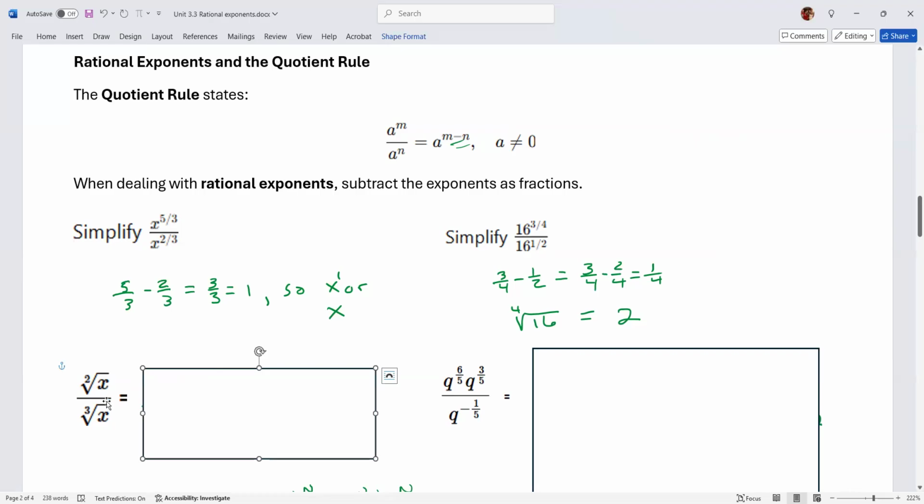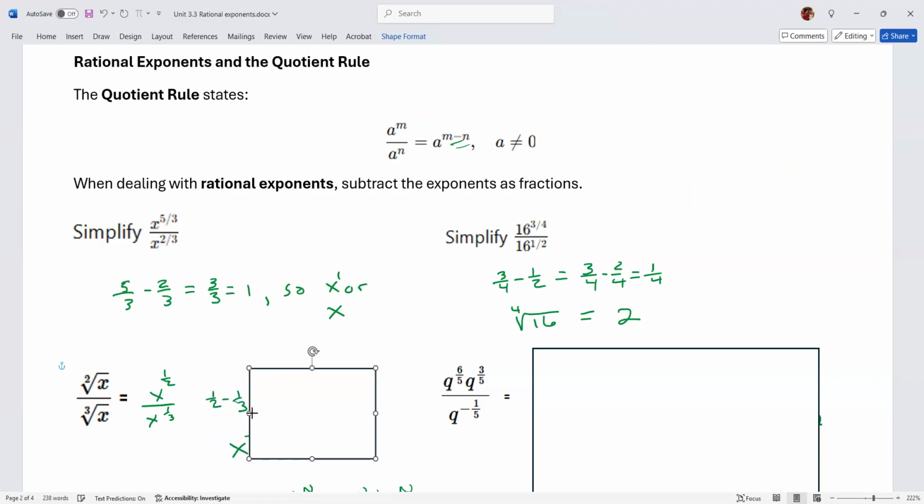Okay, so the first thing to do here is, if I want to do the division, you see I do not have common indexes. So this is where it becomes really mandatory to put these things with rational exponents. So I'm going to rewrite this as x to the 1/2 over x to the 1/3. And now the rule says subtract those exponents.